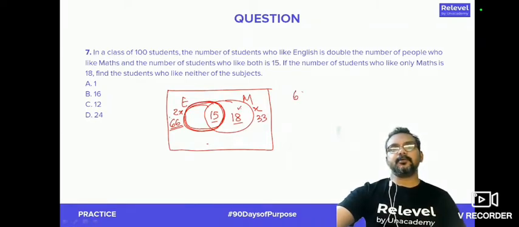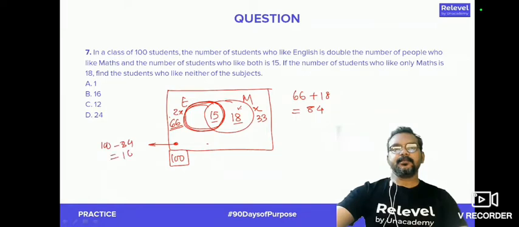So that's the total number of students who like at least one of the subjects: 84. There are 84 students there. Total number of students is 100. So the other students here would be basically those who do not like any of the subjects. 100 minus 84. So that is 16 students who do not like any of the subjects. That is option B. So that's what the question is asking.